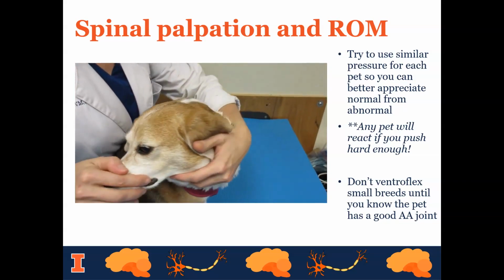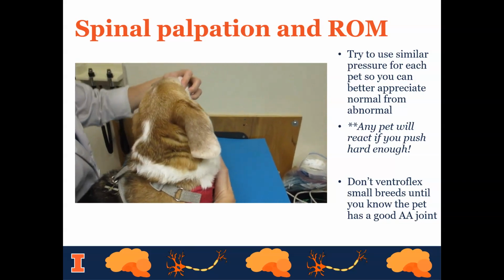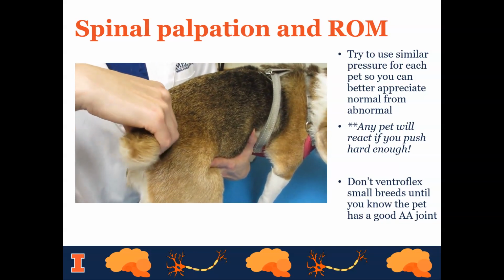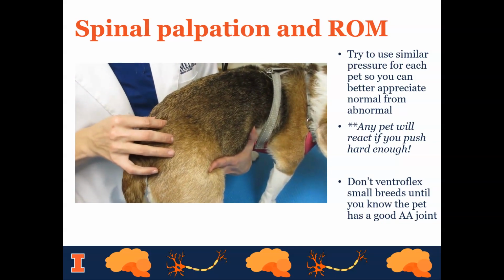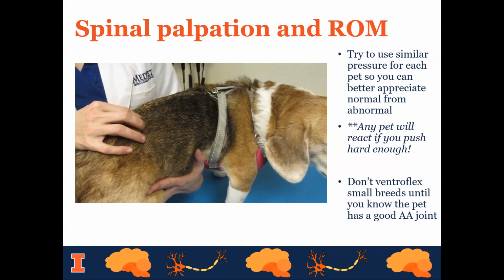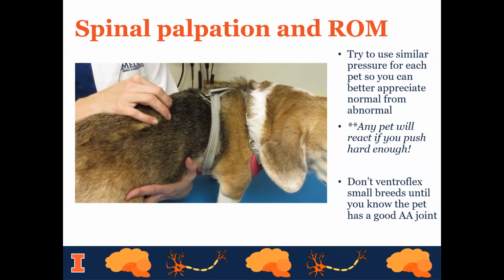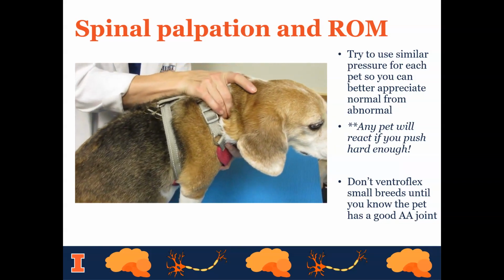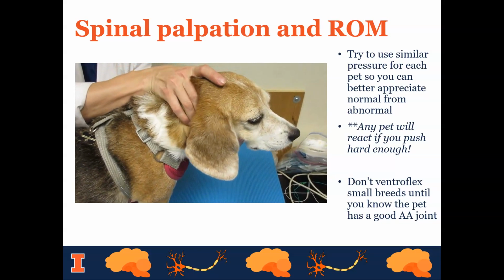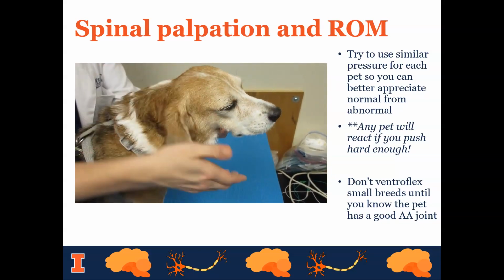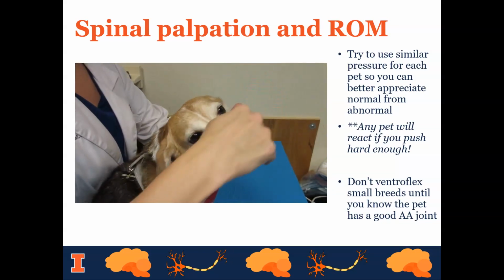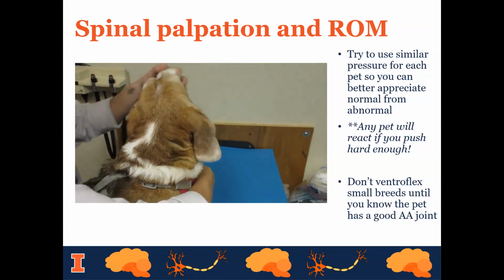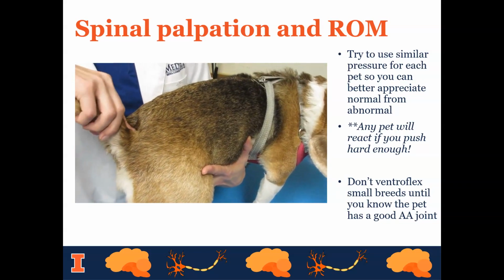So what we'll do when we're doing this palpation and range of motion is I'll usually start at the back end just by lifting the tail and moving it side to side. And then I'll slowly move up the spine over the top, over those dorsal spinous processes with that firm pressure. Again, not too hard, because if you push hard enough, any animal will be painful. And when I work my way up to the neck, now I'm going to move to the sides of the neck, or those transverse processes. And then over the back of the head and then the front of the head. And then I might lift and move the head from side to side. There should be little to no resistance to this range of motion. And I tend not to ventroflex animals, especially if they're small breeds, in case they have atlantoaxial disease.